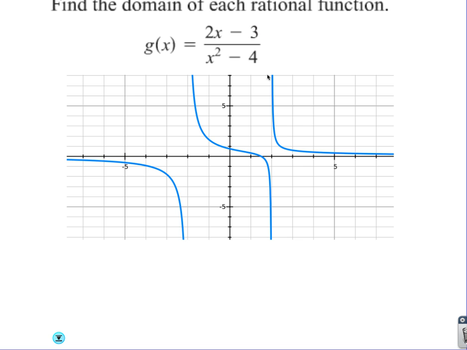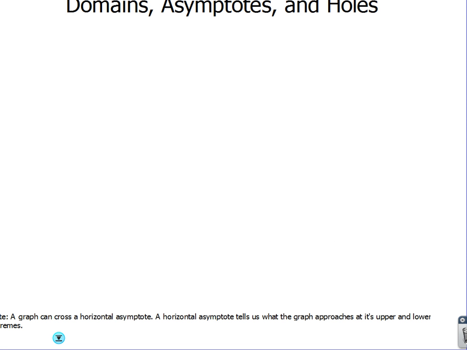So my question is, and this is what you need to start thinking about: anytime I have an excluded value in my domain, anytime that bottom is equal to 0, do you always just have an asymptote line there? Most of the time, yes, but sometimes, and we're going to talk about those other instances, sometimes no. Sometimes you've got something else going on there. Domains, asymptote lines, and holes. And I've already told you what an asymptote line is. It says a graph can cross. Okay.